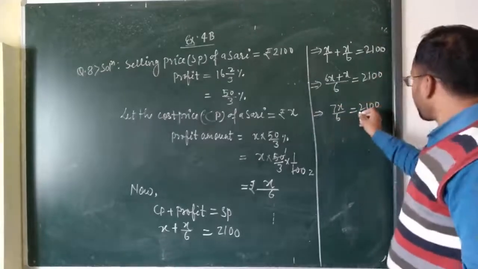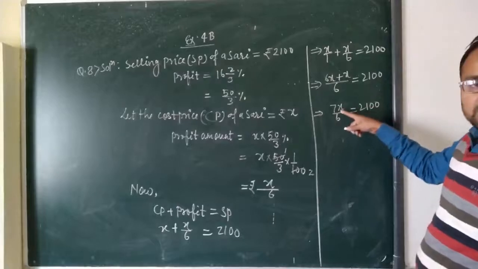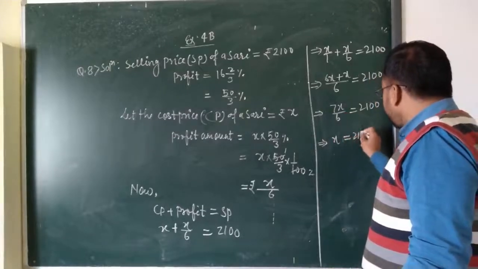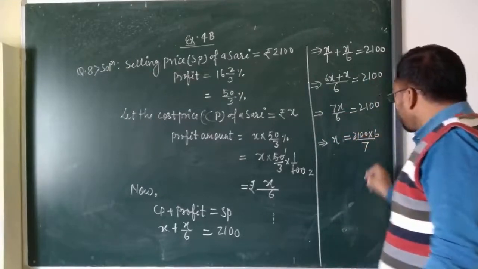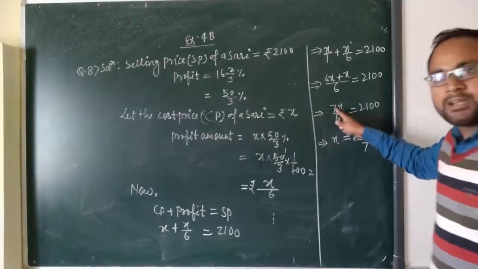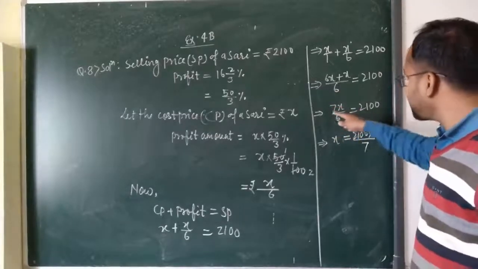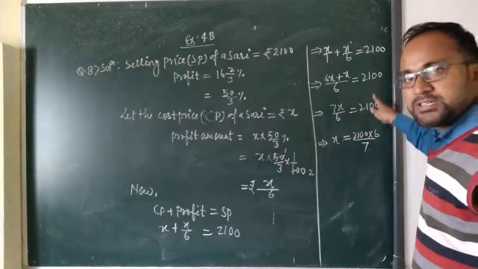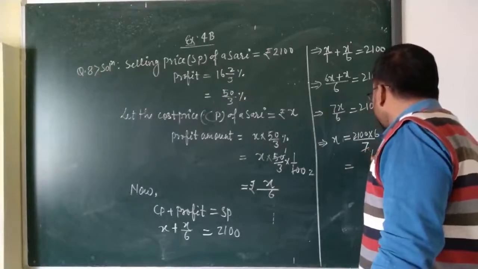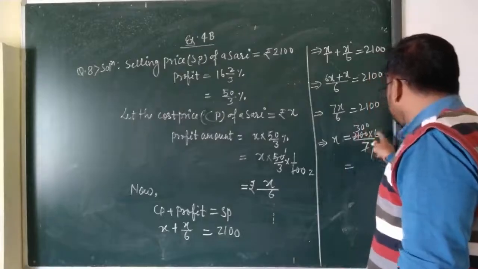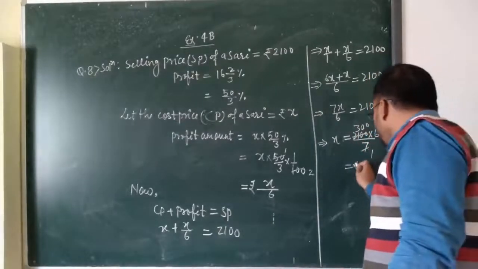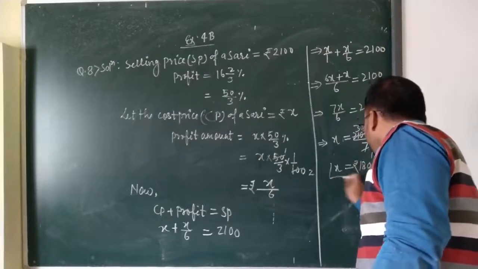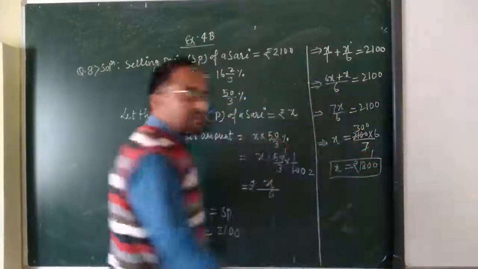7X upon 6 is equal to 2,100. Now see, this 6 is in the form of a division and 7 is in the form of a multiplication. If we transpose, division changes into multiplication and multiplication changes into division. 7 is in the form of a multiplication, students. If it goes to the right side, multiplication changes into division, and 6 is in the form of a division. If it goes to the right side, then division changes into multiplication. So 7 1 is 7, 7 3 is 21, and in 300 if you multiply by 6, you will get rupees 1,800. That is the cost price of the sari.